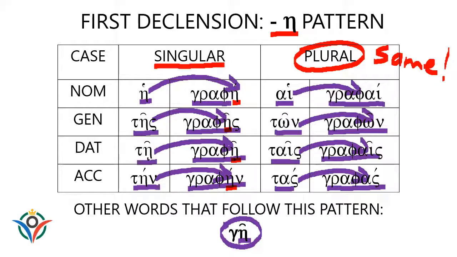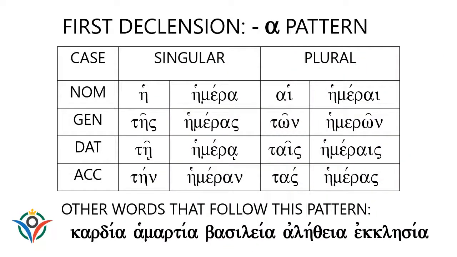All right, let's have a look now at the alpha pattern. The first observation that I want to make and just reinforce from the previous slide is that the plural forms are the same for all the patterns. So irrespective of which first declension noun we're working with, the plural forms are all the same.